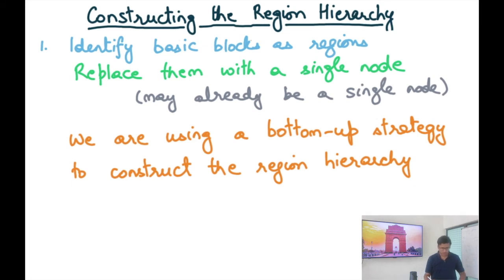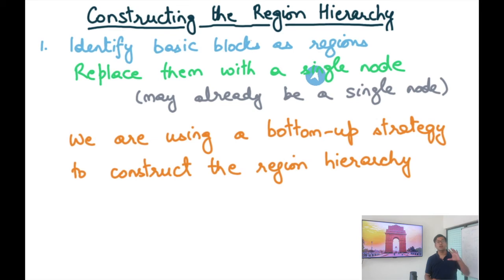Alright, so how am I going to construct the region hierarchy? I just showed you the expected result of the algorithm on a given example, and we looked at all the levels of the region hierarchy. But then what is the algorithm to construct this solution? We are going to construct the region hierarchy bottom up. We are going to first identify all the basic blocks as regions, and we know how to identify basic blocks.